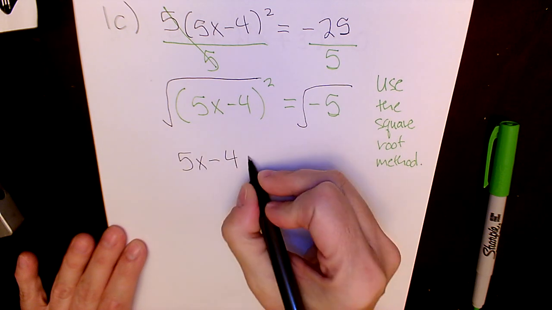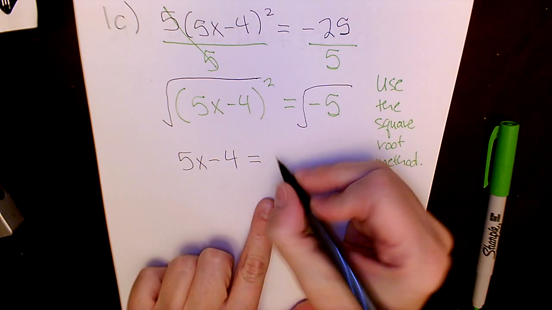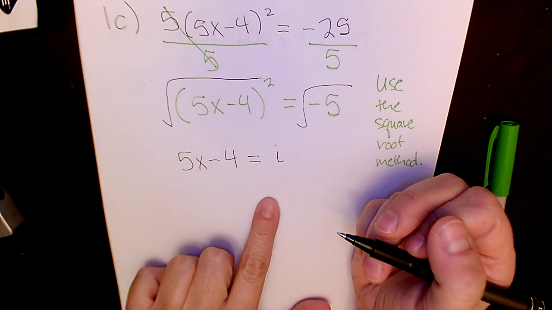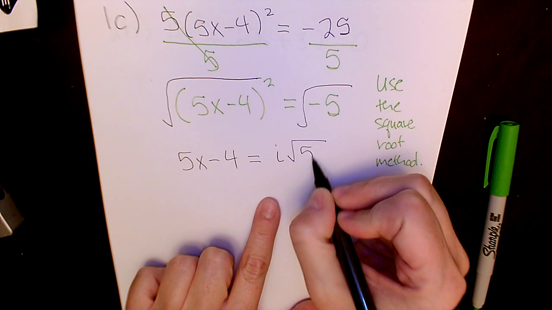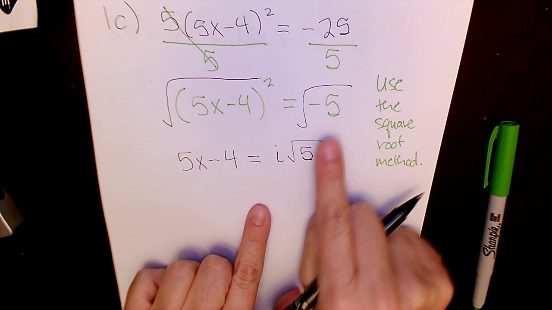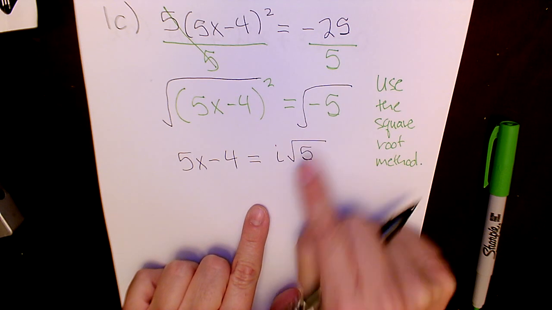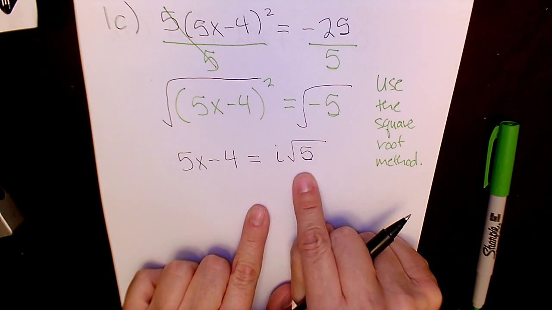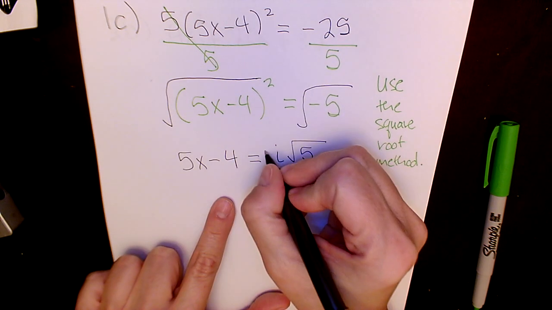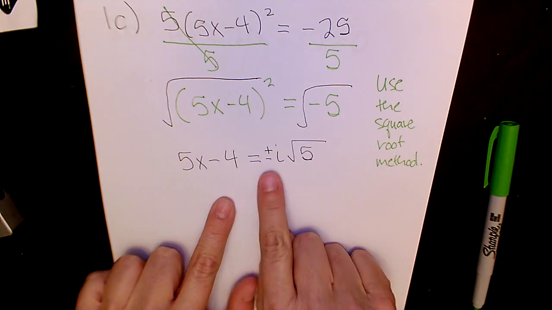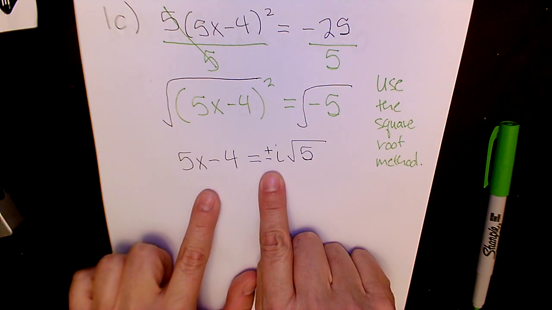So when I take the square root of this side, this just comes out. Now, if I put an i in front, we can do this square root and it becomes i root 5. But when we're taking a square root, we know that one answer could be positive and one answer could be negative. So we need to put a plus minus there.